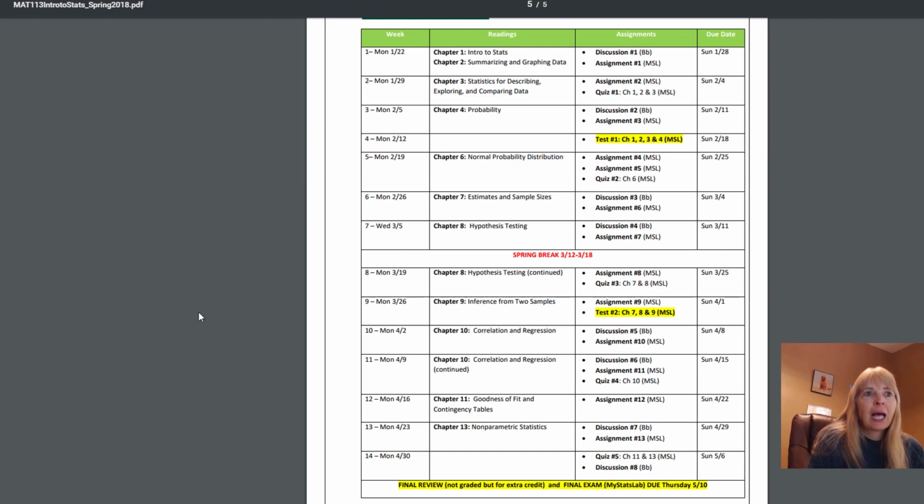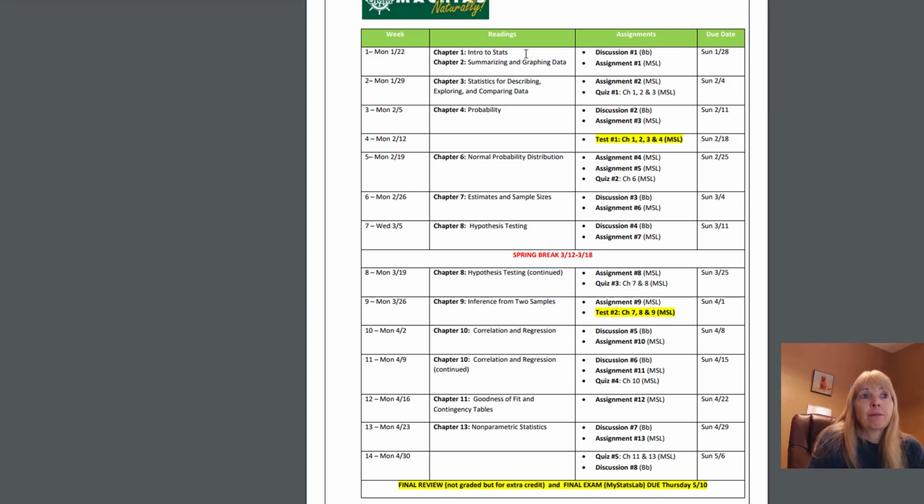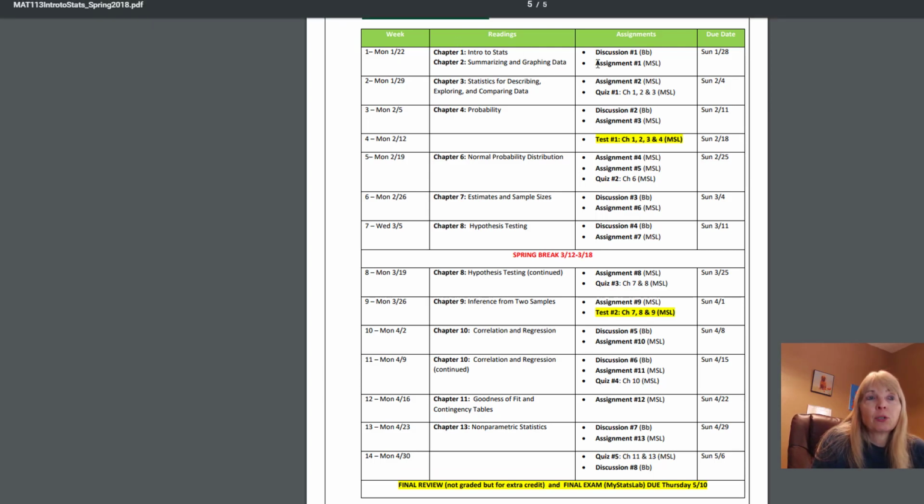And so this I would print out. That's why I put it on a separate sheet in Blackboard, so you have it right in front of you. You can see the first week. I mean, you've got to get started right away. You've got to get into the lab. You're going to have to do your reading. You're going to see 2 chapters of reading. You're going to have a discussion where you introduce yourself. Then you're going to have another discussion. Then you're going to have an assignment. And all that is due Sunday by midnight.